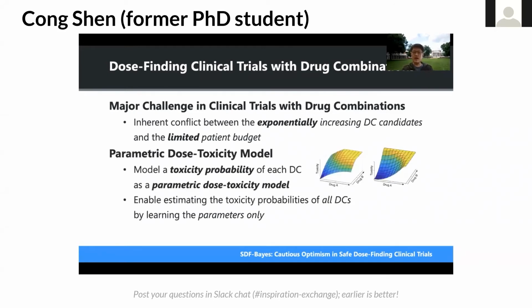Luckily, we have very good parametric dose toxicity models from the literature and from practice. And the idea here is for us to, instead of learning this toxicity level for every DC candidate, reduce that to learning the parameter of a particular parametric dose toxicity model, and then use this parameter to estimate the toxicity probability of all the DCs. This would help us to reduce the requirements in terms of having limited patient budgets, while we still want to learn the MTD effectively for a large number of DC candidates.